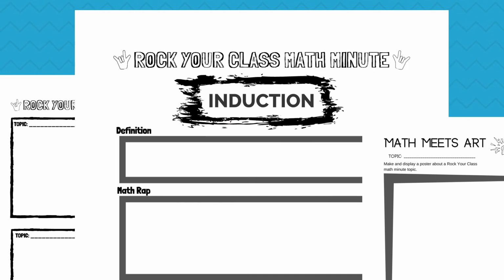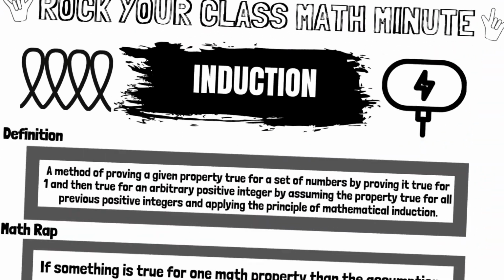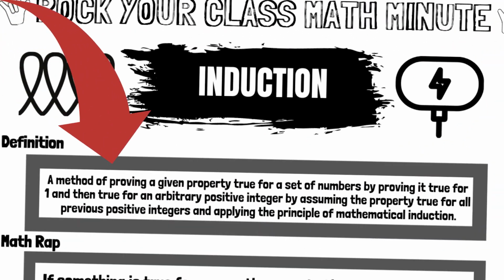Induction. What does the dictionary say? A method of proving a given property true for a set of numbers by proving it true for one and then true for an arbitrary positive integer by assuming the property true for all previous positive integers and applying the principle of mathematical induction.